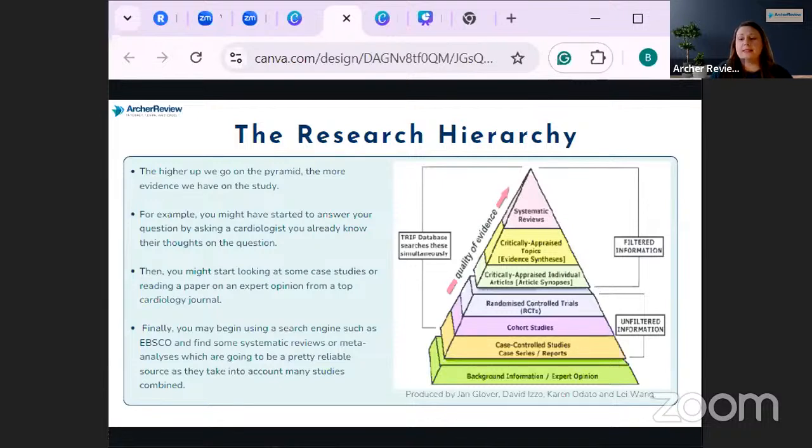The other thing is that after you've done that, you might start looking at some case studies. You might read a paper on an expert opinion from a top cardiology journal. You might decide that you want to add to your growing evidence of research and conduct your own randomized control trial at your own place of employment. Again, back to using those ethical rules, right, which we talked about. The patients have to give consent. They can withdraw at any time.